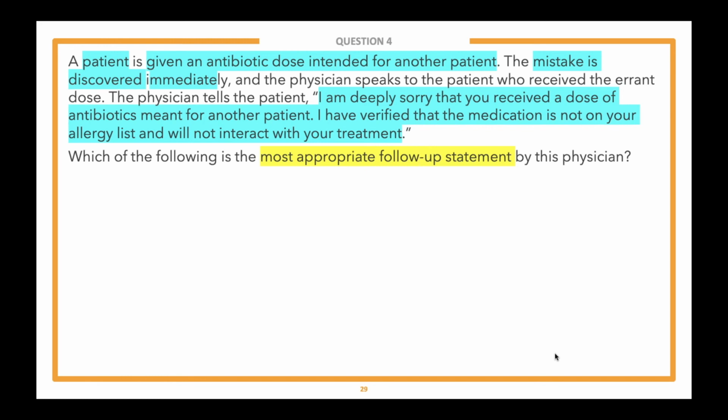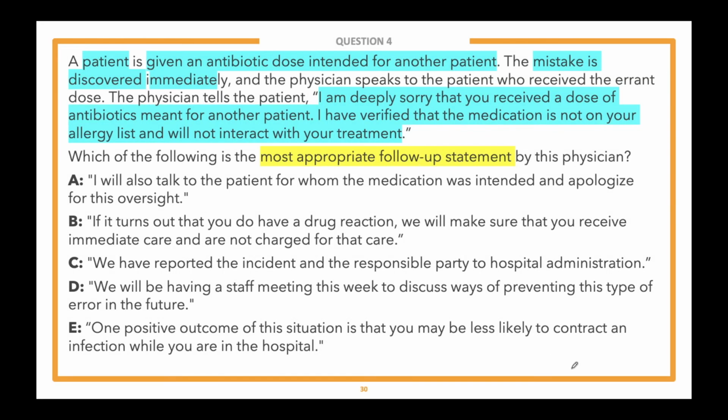So again, probably another one-step question here. What's the appropriate follow-up statement? But we are going to have to look at those answer choices and see what would be the best one. So let's go ahead and do that now. Let's take a look at those answer choices. Once again, I'm going to start at the bottom and work my way up to the top. Answer choice E.